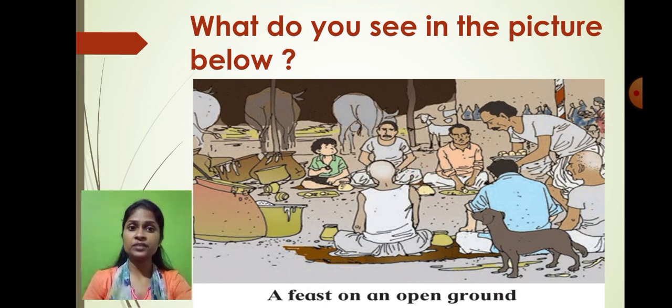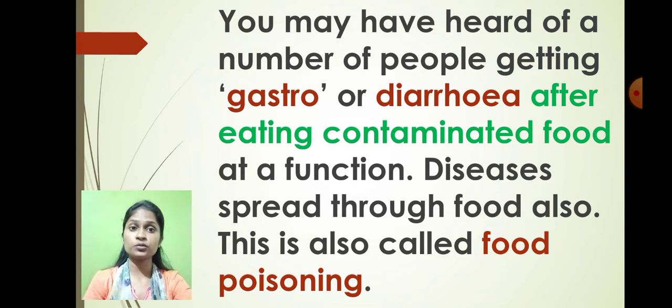Now you tell me, if we consume the food in this condition, then what will happen? There are chances that a number of people might get gastrointestinal problems or diarrhea after eating the contaminated food at the function. If we eat contaminated food, it causes food poisoning. Is that clear? So we have to avoid consuming food which is kept uncovered, and wherever we are eating, we have to see that basic hygienic conditions are followed.